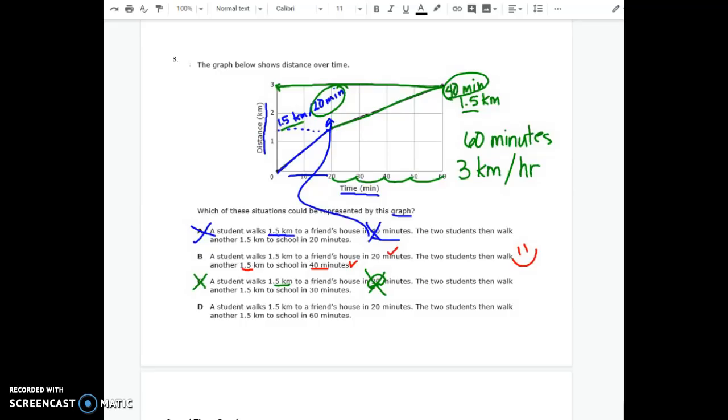And finally, D, a student walks 1.5 kilometers to a friend's house in 20 minutes. Okay, that's good. Then the student walks another 1.5 in 60 minutes. No, that second trip took them 40 minutes for a total trip time of 60 minutes. If that second one, D, had been the answer, the total trip time would have had to have been 80 minutes and not 60. So the best answer is B.